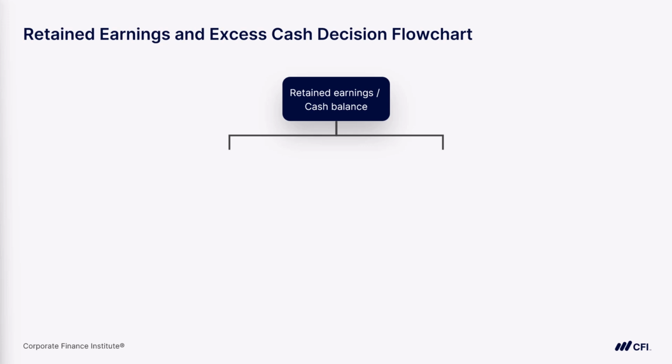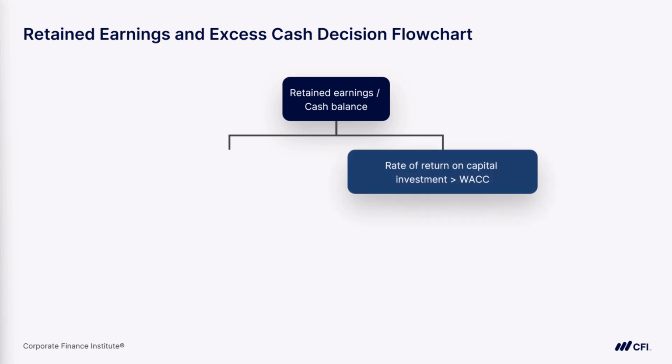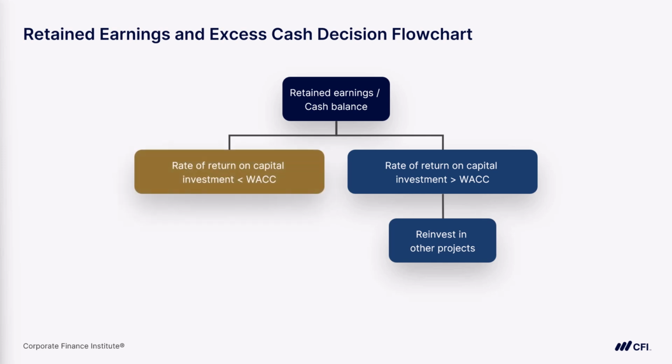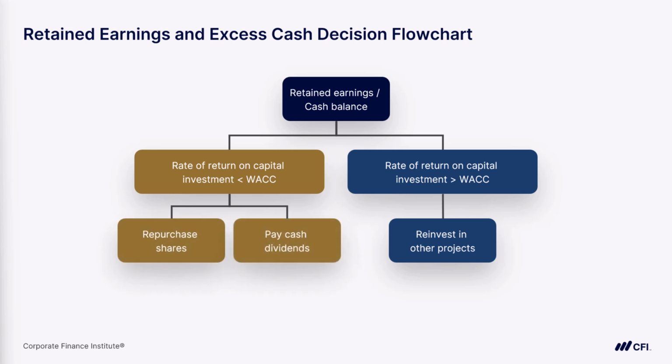Assuming the company had a high retained earnings and/or excess cash balance, it would then engage in the following flow chart. It would have the high retained earnings or cash balance, so then it would be looking at the rate of return on capital investment. And if that was greater than the weighted average cost of capital, the company would then be reinvesting in other projects. But if the rate of return on capital investment was less than the weighted average cost of capital, the company would be looking to return that to shareholders in the form of repurchasing shares or paying cash dividends.